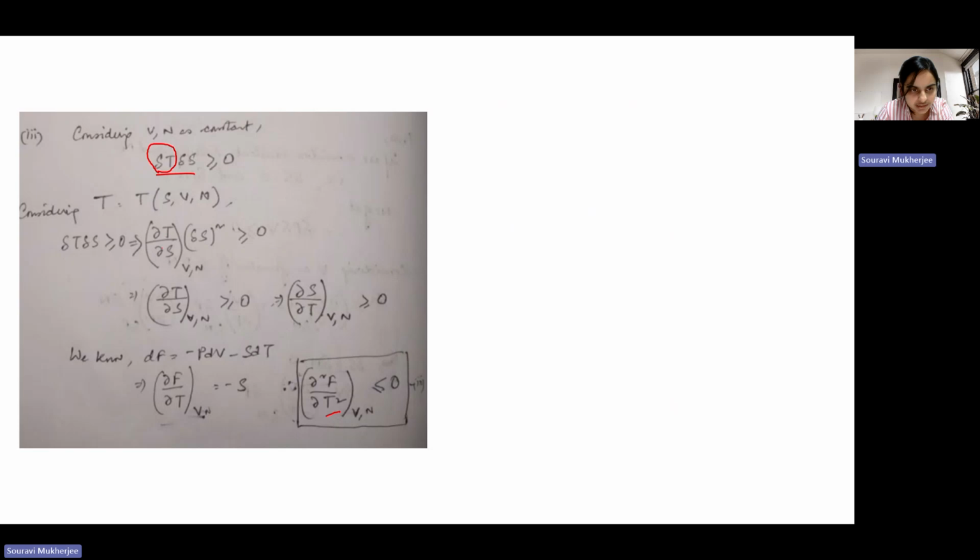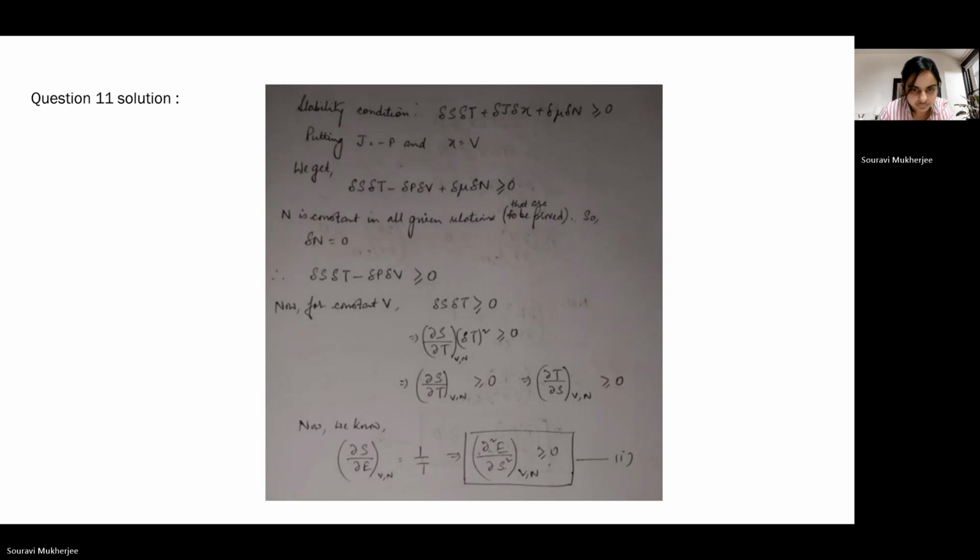So you can write delta T as del T del S at constant volume and N into delta S squared, right? This term is already greater than 0. So that means del T del S should be greater than or equal to 0. See, this is the same expression that you initially had here as well, del S del T greater than 0. So del T del S greater than or equal to 0, right? You already had this expression.